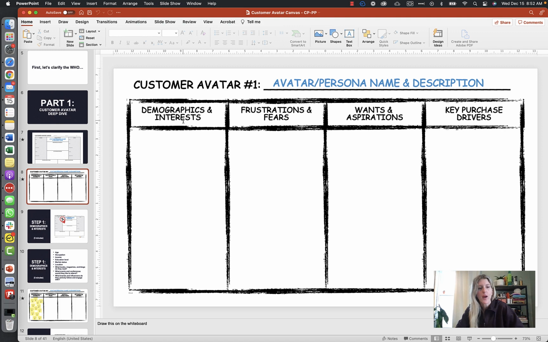So customer avatar number 1: the demographics and interests, frustrations and fears, wants and aspirations, key purchase drivers. This sheet is also in the worksheets section of the course. So again, print this out just so you can write down everything. If you have a group of other teachers and administrative staff and you want to do this together, just write this on a whiteboard in a break room or an office, do it together, and then copy it down later.